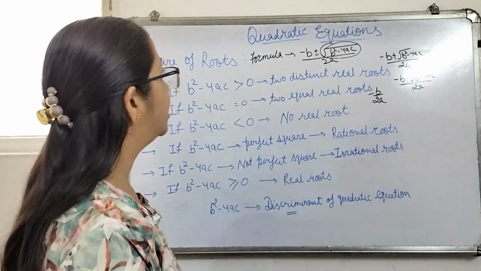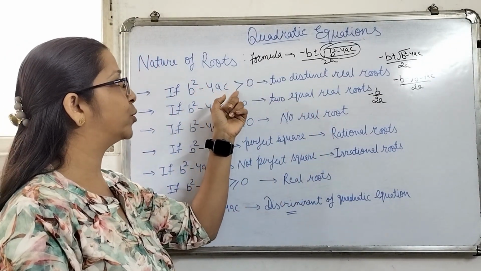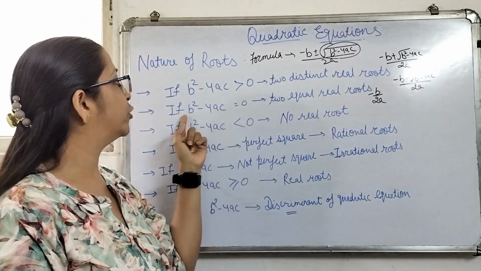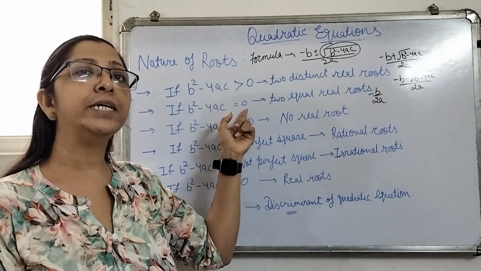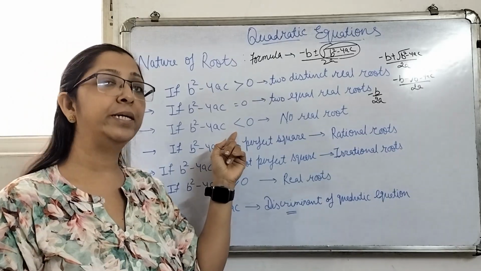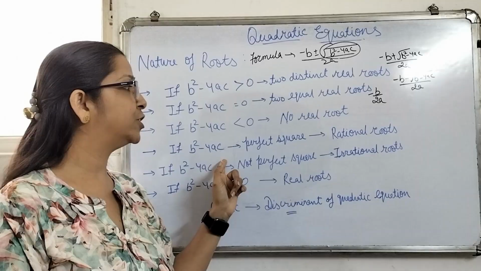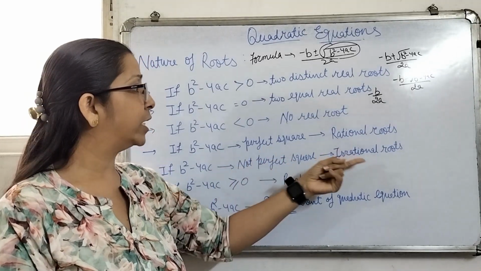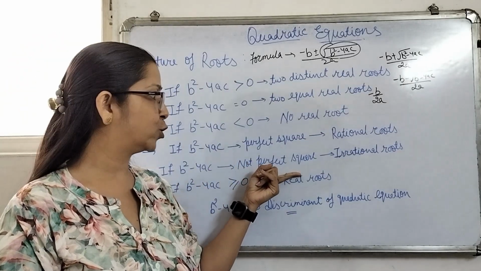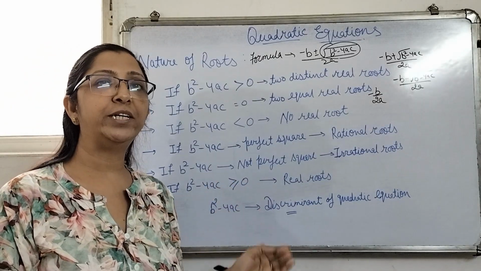So we came to know that for two distinct real roots, the value of b square minus 4ac should be greater than 0. For two equal real roots, the value of b square minus 4ac should be equivalent to 0. For no real root, the value of b square minus 4ac should be less than 0. For rational roots, the value of b square minus 4ac should be a perfect square. For irrational roots, the value of b square minus 4ac will not be a perfect square, and for real roots, b square minus 4ac will be greater than or equivalent to 0.